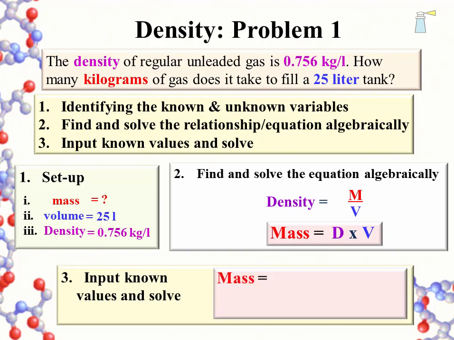Mass equals density, 0.756 kilograms per liter, times volume, 25 liters. Note that there are units of liters in the denominator of density and the numerator of volume. They cancel out. Doing the math gives us 18.9 kilograms. So 25 liters of gas weighs 18.9 kilograms. That's what density gives us. Density allows us to move between weight and volume of a substance.